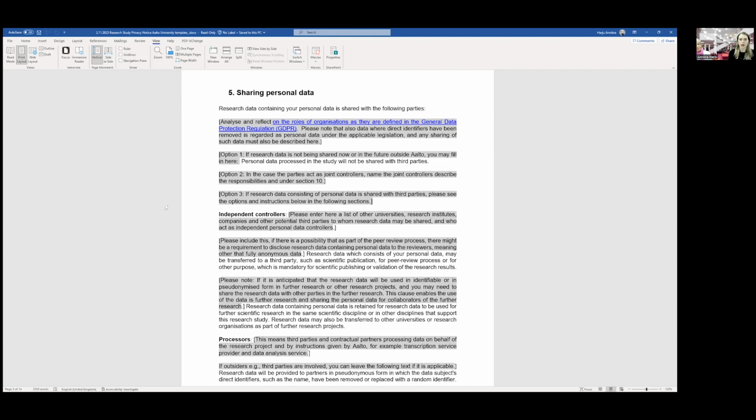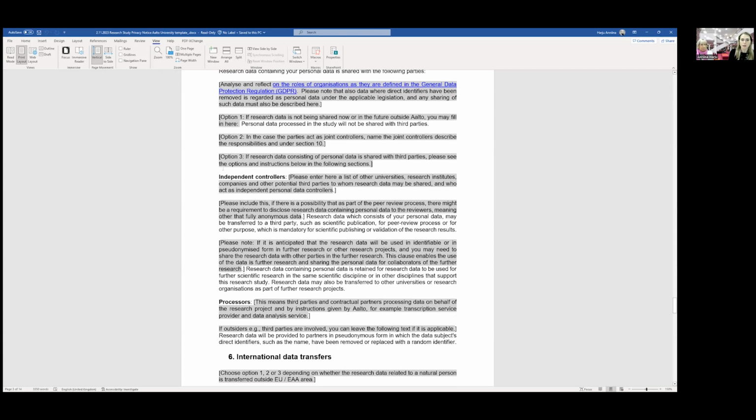Yes. And then option 3 is that you are transferring or sharing some personal data with third parties, so outside Aalto parties. And then we have instructions. Please see the options and instructions below.